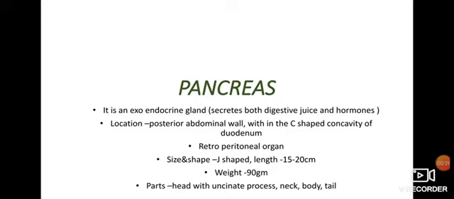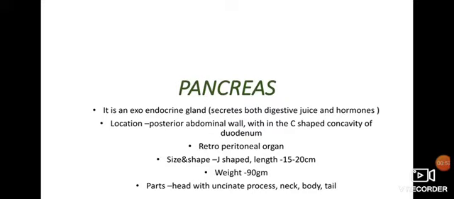It is located within the concavity of the duodenum in the posterior abdominal wall. So it is fixed to the posterior abdominal wall and is a retroperitoneal organ. That means it doesn't have a peritoneal covering. So it is a fixed organ which is not movable. It is J-shaped, and the length of this gland is 15 to 20 centimeters and it weighs approximately 90 grams.